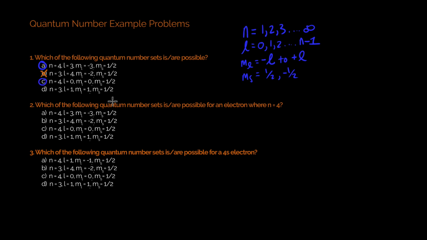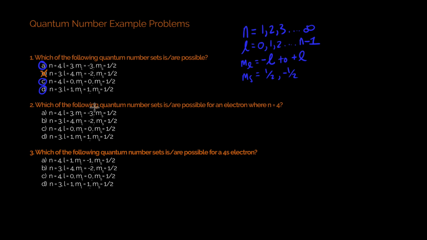And D, once again, follows all the rules. And you want to go through each of those quantum numbers and tell yourself why. n is equal to 3, L is equal to 1, L is between 0 and 2, which would be the acceptable quantum numbers there. And then M sub L is within a range of negative L to positive L. So that is definitely correct.